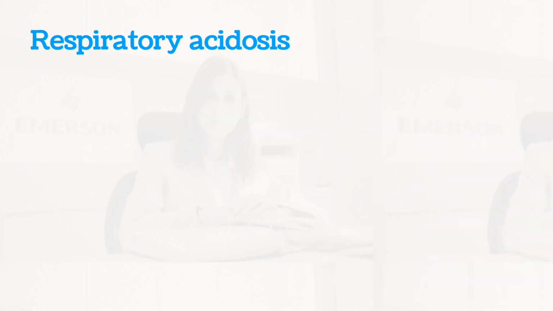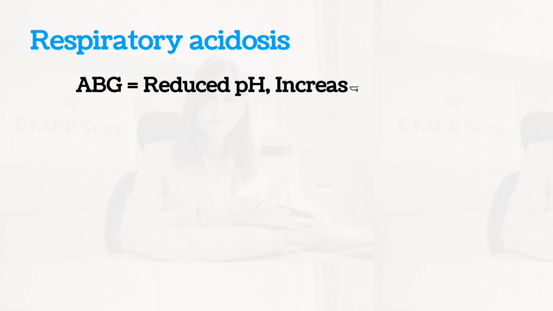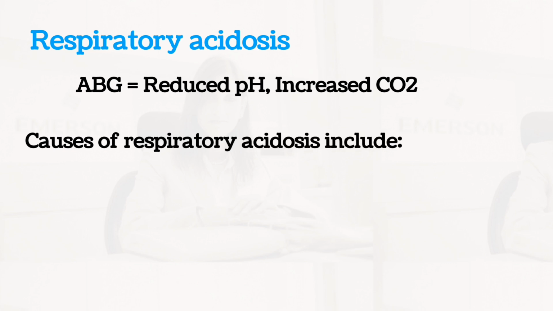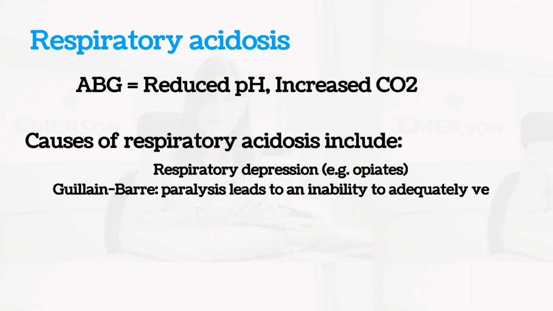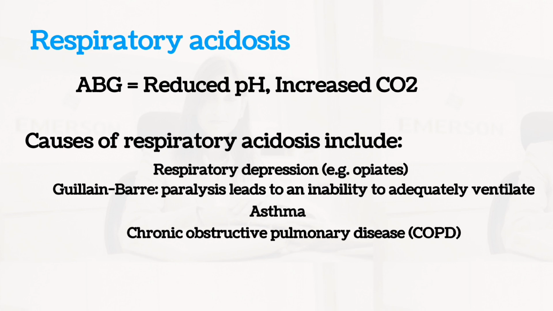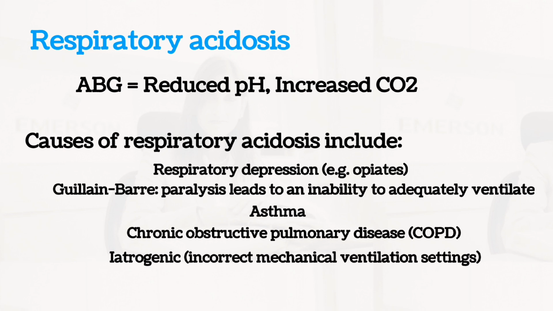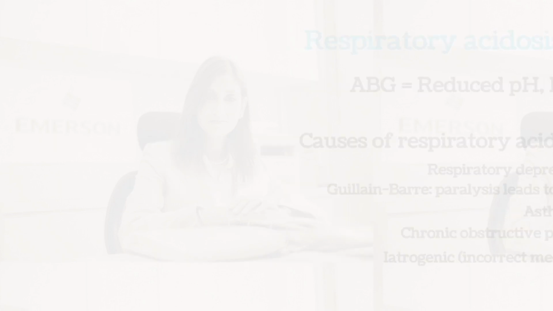Respiratory acidosis is caused by inadequate alveolar ventilation leading to CO2 retention. A respiratory acidosis would have the following characteristics on an ABG. Reduced pH. Increased CO2. Causes of respiratory acidosis include respiratory depression, e.g. opiates. Guillain-Barré. Paralysis leads to an inability to adequately ventilate. Asthma. Chronic obstructive pulmonary disease, COPD. Iatrogenic, incorrect mechanical ventilation settings.